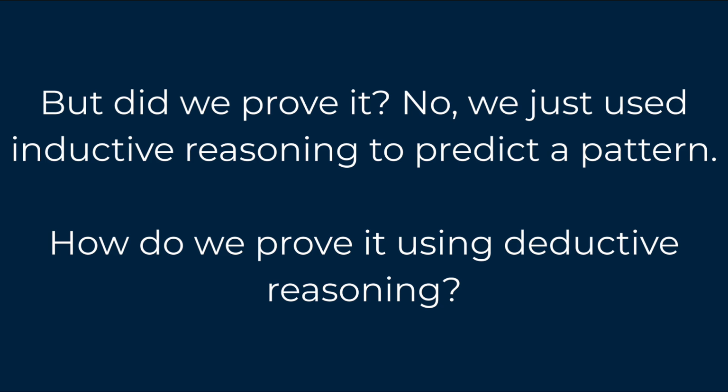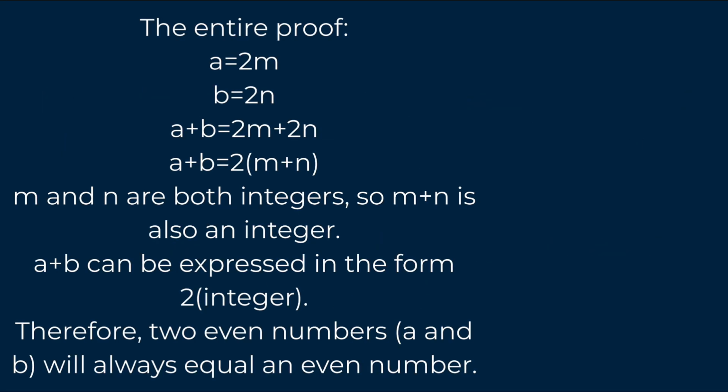Well, we used inductive reasoning at first to predict a pattern. We saw that usually two even numbers create an even number by adding them. But we only gave it for a couple of examples. That's inductive reasoning. That's prediction. How do we prove it? By using deductive reasoning. Well, here's the entire proof.